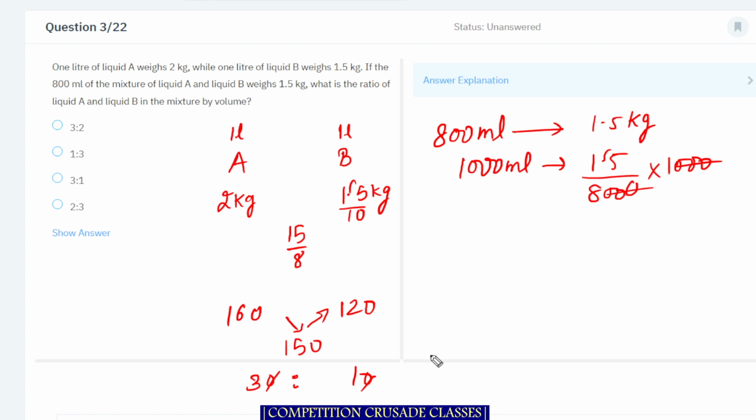So 3:1. So the ratio of liquid A to B in the mixture by volume is 3 to 1. So basically 3 parts A and 1 part B. So 3:1 has to be the answer. All right, let's go to the next one. So I'm just doing a few questions and we'll do some other questions in a different session.